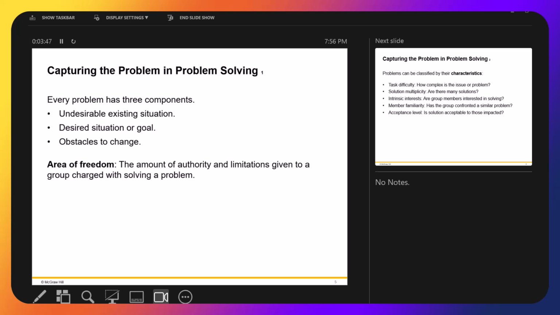But here's really important too: the area of freedom, the amount of authority and limitations given to the group charged with solving the problem. Basically, how much rope are they giving you to go out there? I personally prefer, give me enough rope to hang myself, because realistically, I never will. I would use that freedom to get a lot of things done, and a lot of people who operate in that capacity feel the same way.